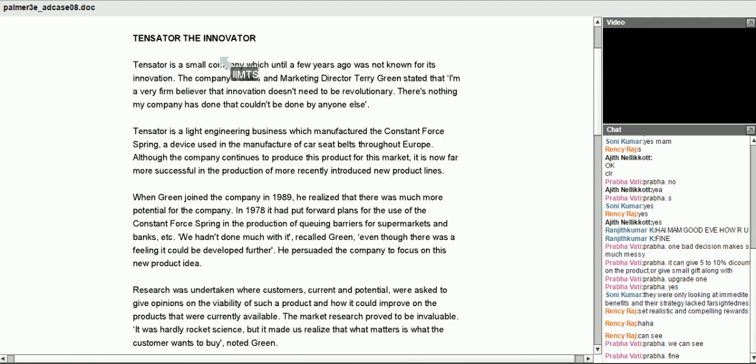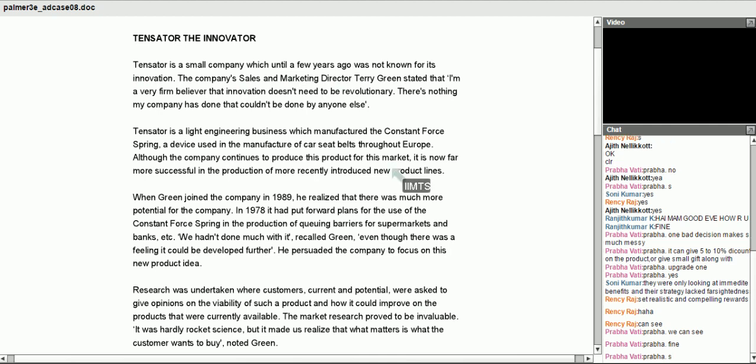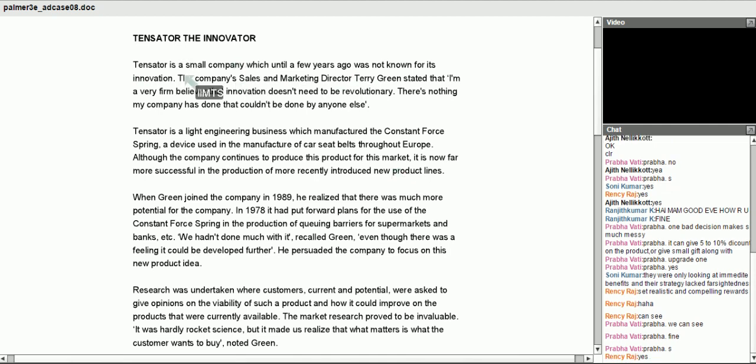So the name is Tenzetter the Innovator. Tenzetter is a small company which until a few years ago was not known for its innovation. The company's sales and marketing director Terry Green stated that I am a very firm believer that innovation doesn't need to be revolutionary. There's nothing my company has done that couldn't be done by anyone else.